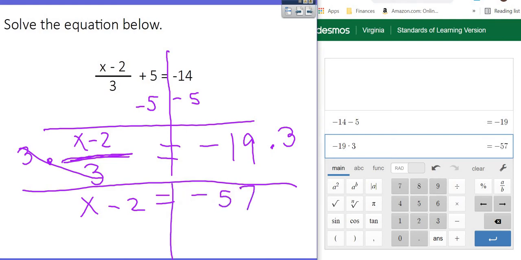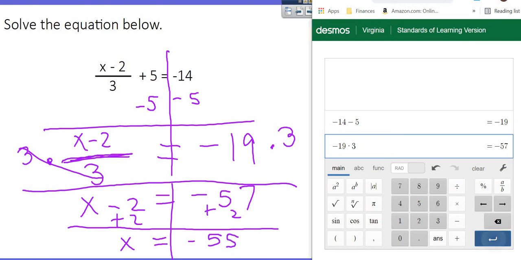So now we have to move that negative 2 to the other side. So we're going to add 2 to each side. And we get x is equal to negative 55. Because if I took negative 57 and I added 2, I get negative 55.